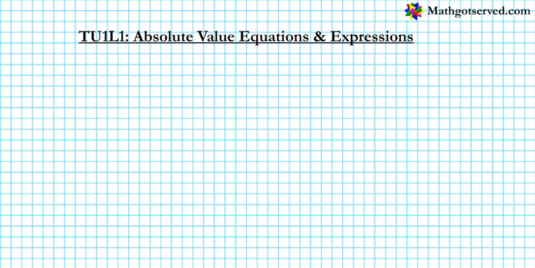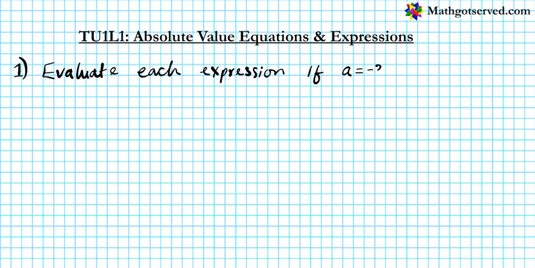Okay, so let's write down the instruction for the question. This is for number one. What we're going to be doing here is evaluating each expression. Evaluate each expression if a equals -3 and b equals 4.